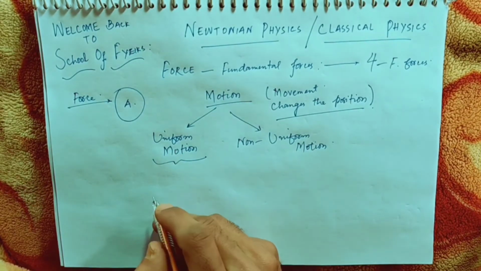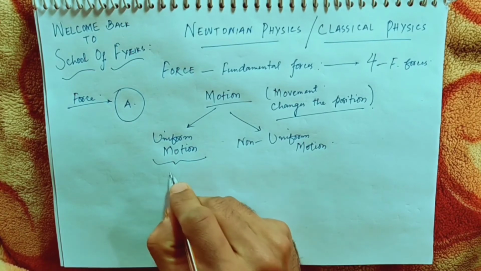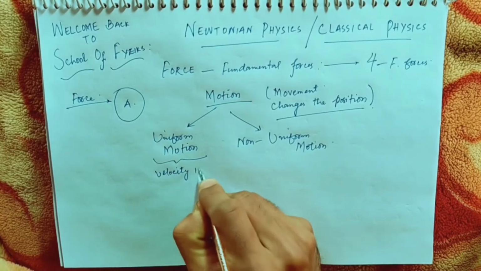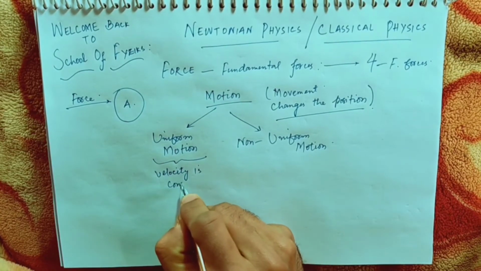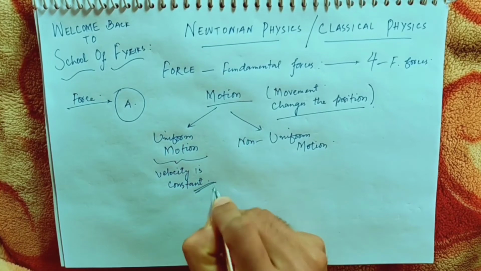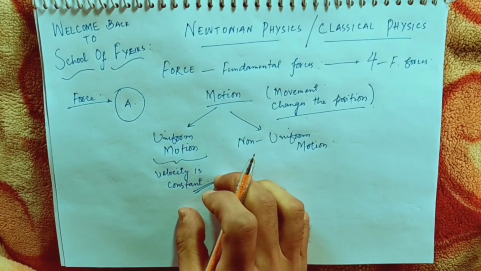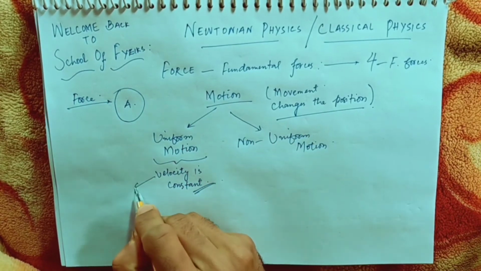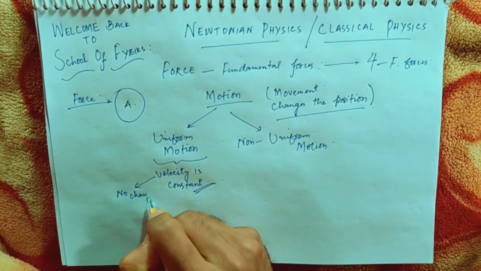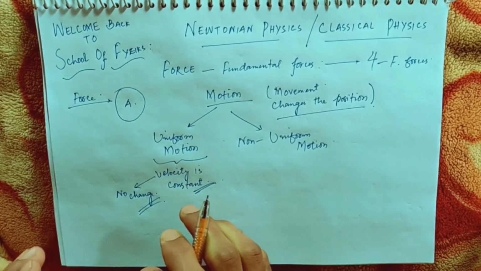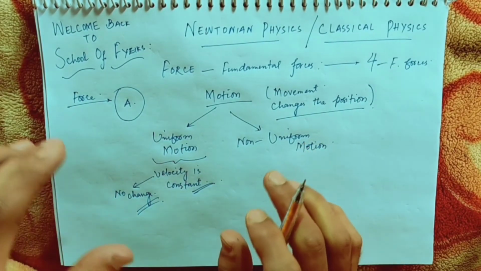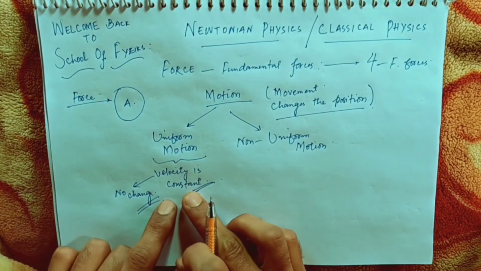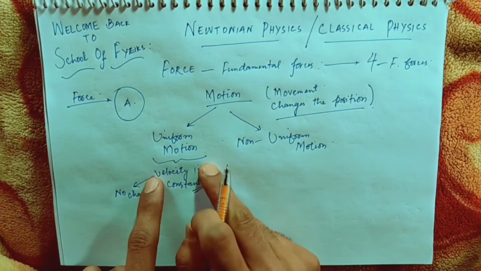So actually, uniform motion is that very motion in which velocity is kept constant. It deals with bodies which possess some velocity, and the velocity is not changing, no change in the velocity. The body is moving, but the velocity is not changing with time. So velocity is constant. That very motion is called uniform.